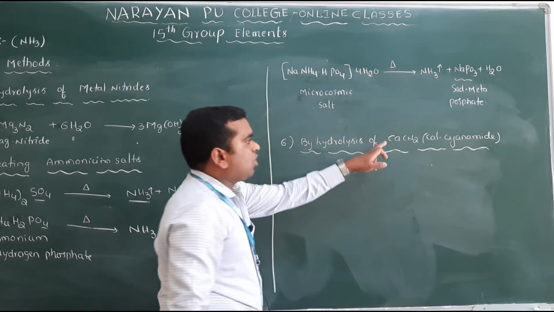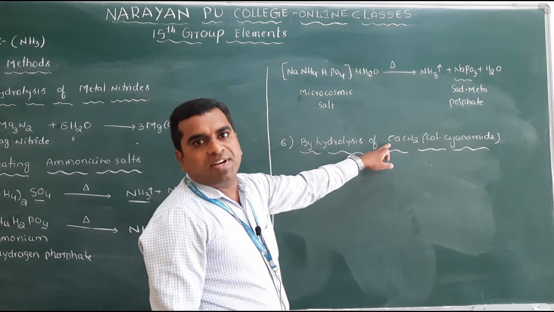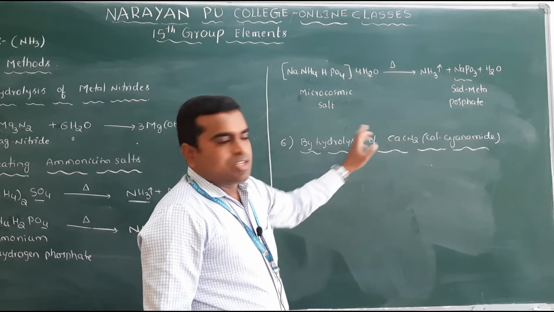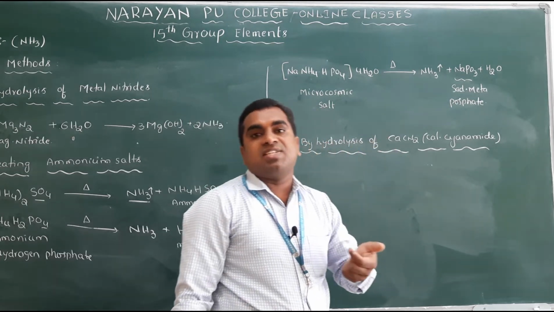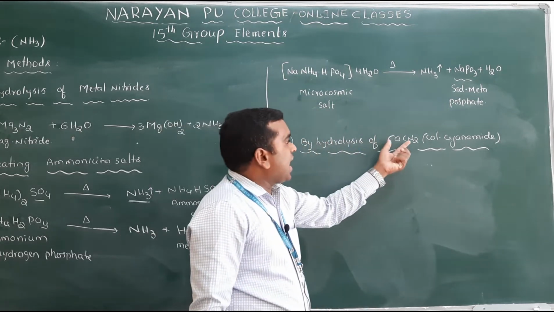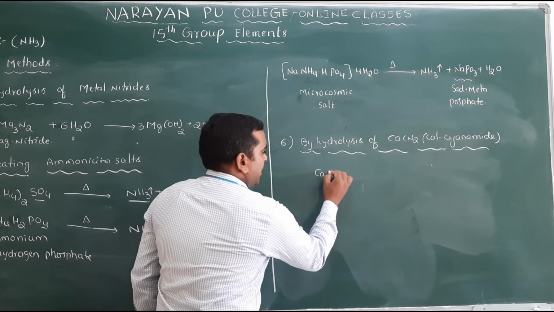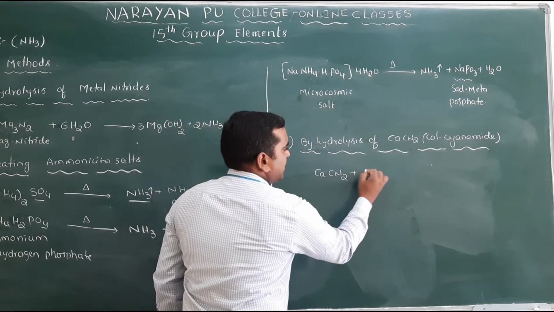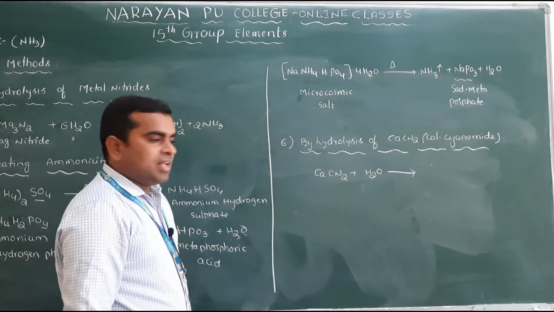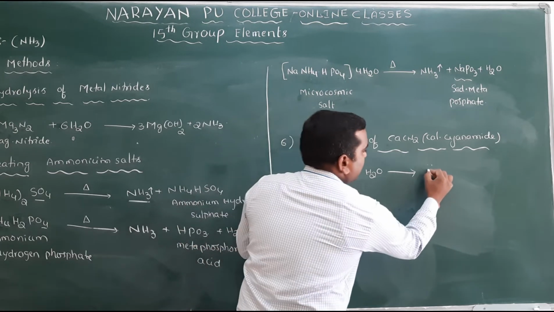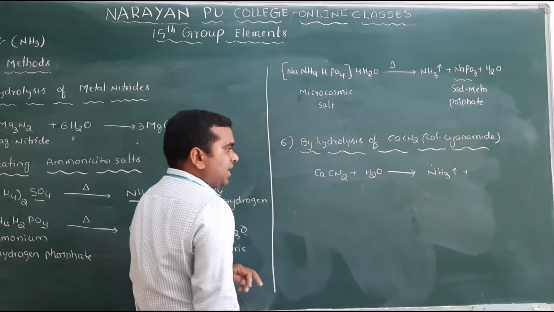I have mentioned this already when we discussed the chemical properties of dinitrogen. You know that dinitrogen reacts with calcium carbide and you will get calcium cyanamide. Now take the CaCN2 and treat this with water, because hydrolysis means treating with water. Then ammonia gas will be released here. Which gas will be released? Ammonia gas. Clear?